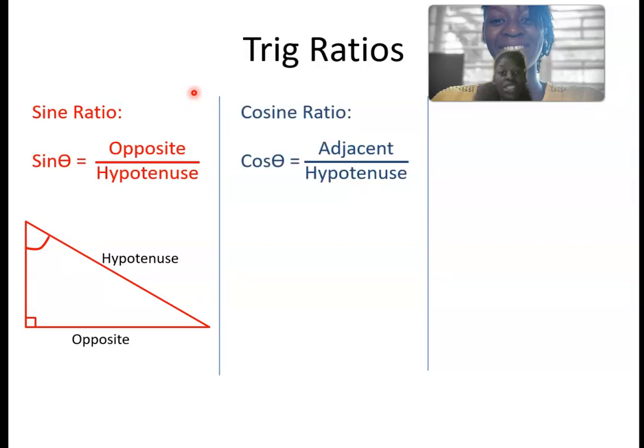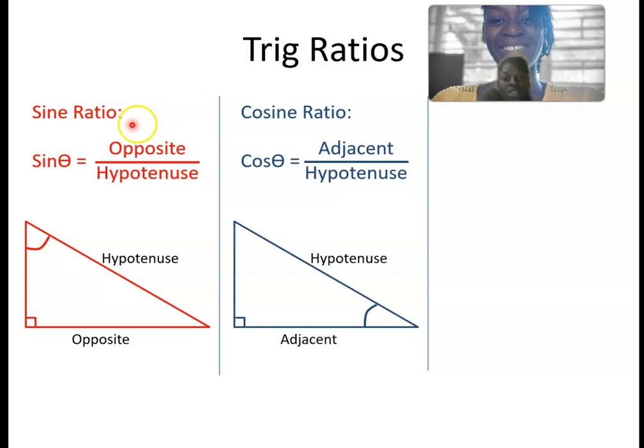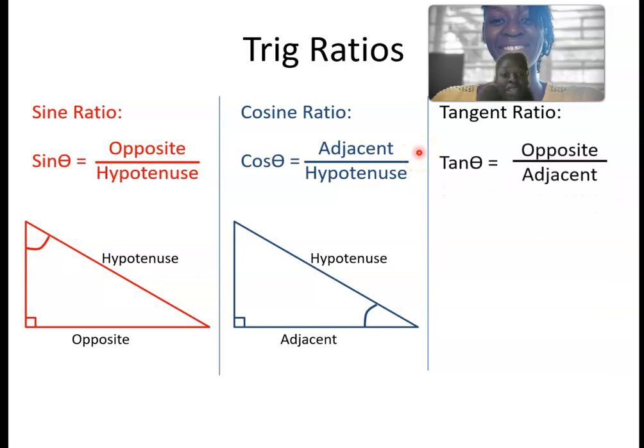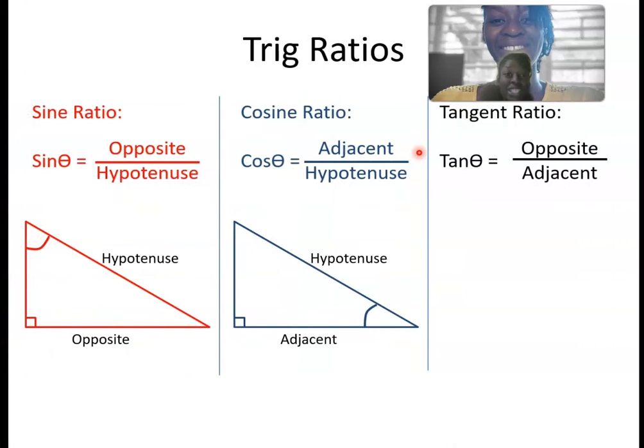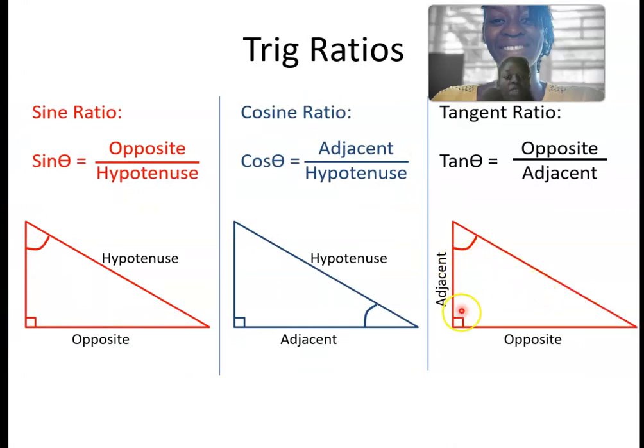Cosine ratio says cos theta is equal to the side adjacent to the angle divided by the hypotenuse. So if the problem involves the adjacent side and the hypotenuse, then you are going to use cos theta to solve the problem. Tangent ratio, shortened form tan. Tan theta is equal to the side opposite to the angle divided by the side adjacent to the angle. So if the problem involves the adjacent side and the opposite side, you're looking to use tan theta.